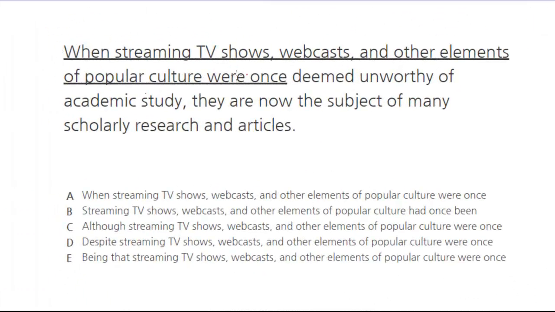"When streaming TV shows, webcasts, and other elements of popular culture were once deemed unworthy of academic study, they are now the subject of many scholarly research and articles." Okay, so the first thing that's wrong right away, you could tell, is this word "when." They have this dependent marker word "when." So when they were popular, and then it continues on, they are now, right? How does that make any sense? When they were popular means they're talking about a time period. I know they have this phrase over here, "once," but how does that fit in with the word "when"? So it can't be A.